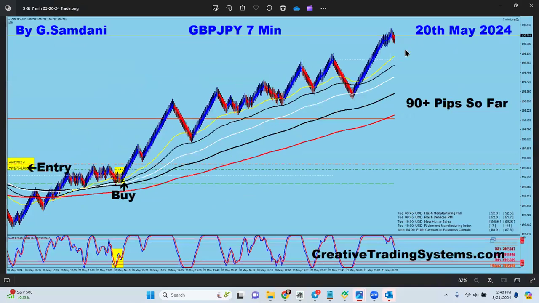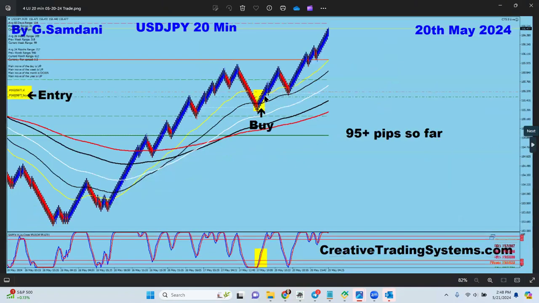So this is a 7-minute chart, and this is the straight Pound Yen yesterday as well. It was taken by the EA, the 7-minute EA, the new one, the Sniper. It is for 90 pips. So this is what I'm talking about. When your entry is good, it goes the distance. And then USD Yen for 95 pip.